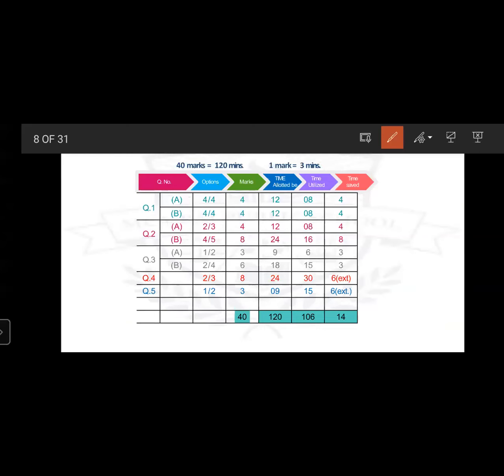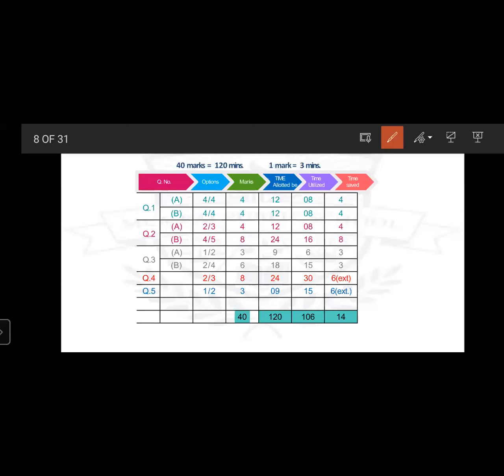Then question number 3A, an activity type question. There are 2 questions, you have to solve any one, and this question carries 3 marks. So 3 into 3 is 9 minutes, but we again save 3 minutes here. For question number 3B, there are a total of 4 questions. You have to attempt only 2 questions, and each question carries 3 marks. So 3 into 2 is equal to 6. Time allotted for this is 18 minutes, and here we save 3 minutes, which means we take 7 to 8 minutes to solve each question.